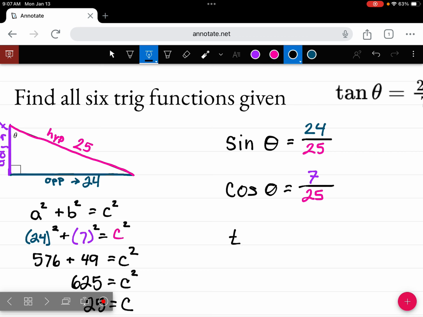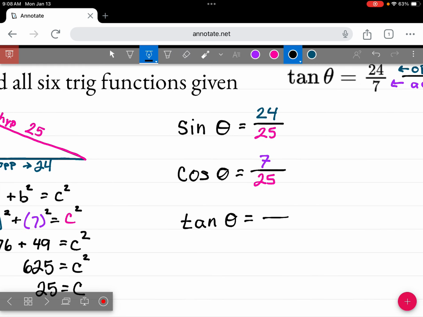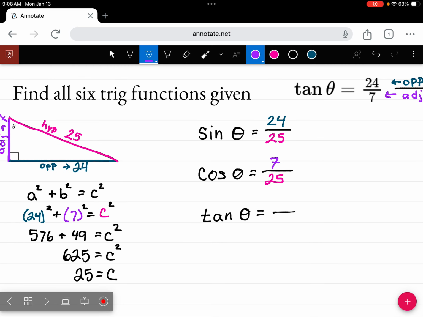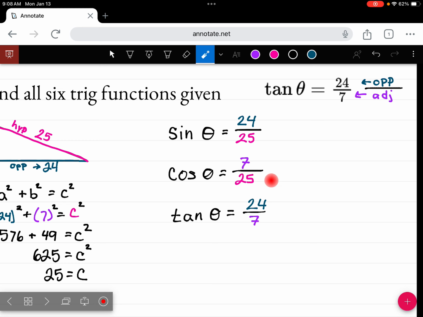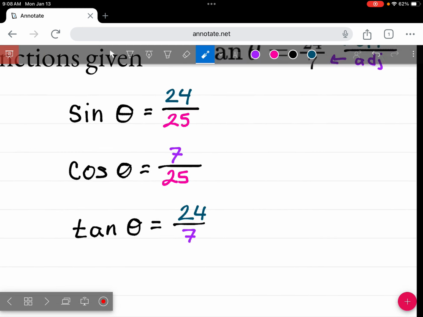And then our tangent of that angle is going to be what? Our 24 over 7. And that's a good way to double check that we've got everything set up right, because TOA, opposite over adjacent, 24 over 7. And that's exactly what we were given, so we definitely have this all set up right. So we're in good shape there. Those three we're usually significantly more comfortable with.